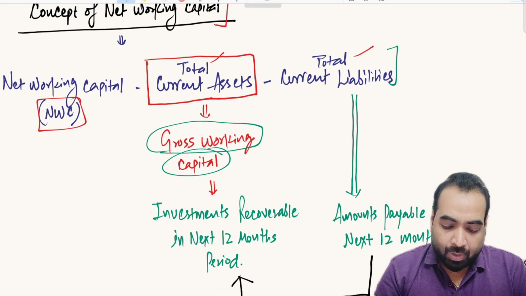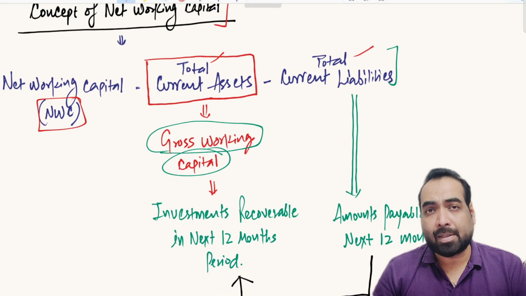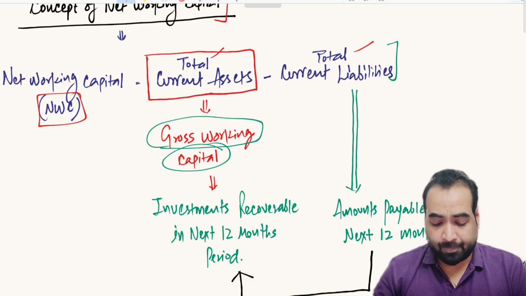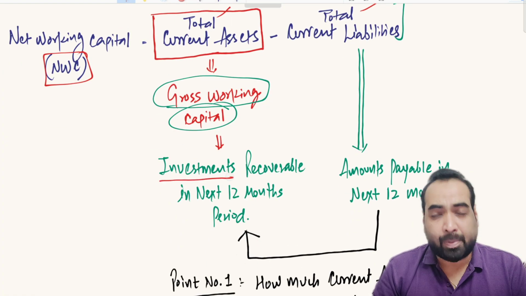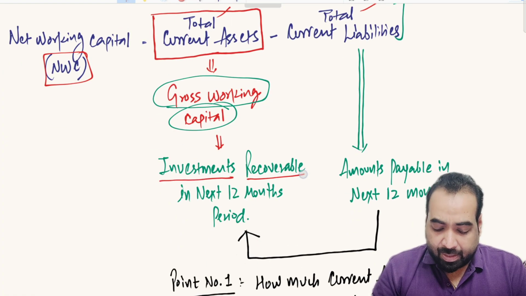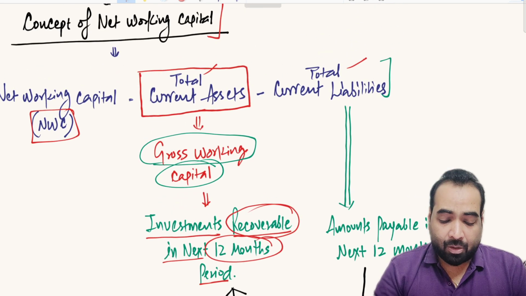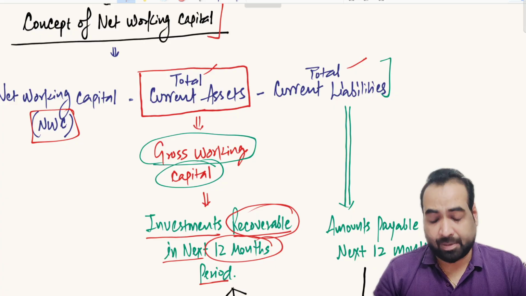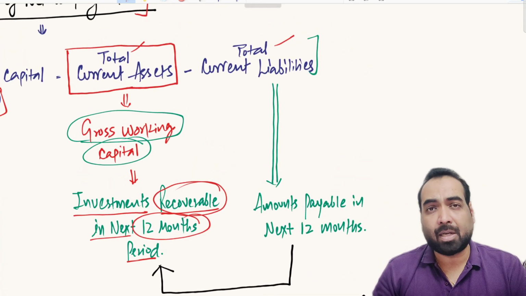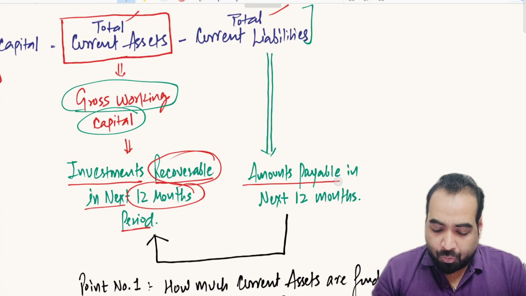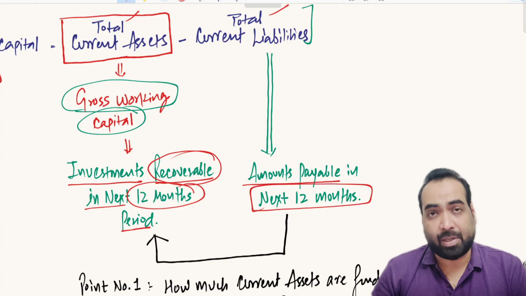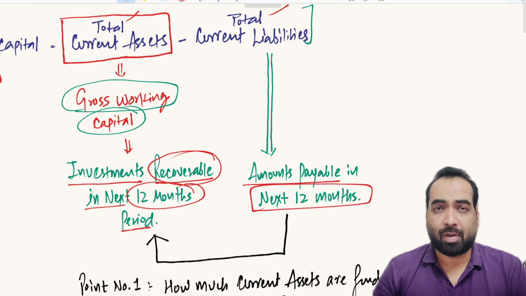You already know, when we talk about total current assets, what do they represent? They represent the investments made by us which are recoverable in the next 12 months. Recoverable means these are good assets which we are very hopeful will give us recovery in the next 12 months. They are not obsolete or any dead type of assets. And what are the current liabilities? These are the amounts payable in the next 12-month period.